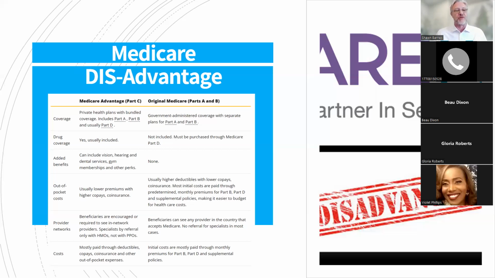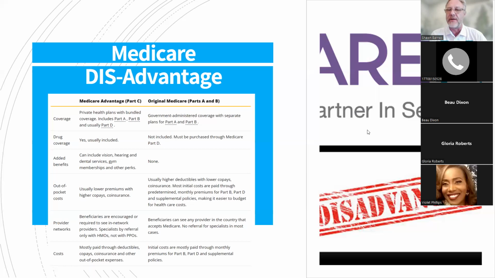In terms of Medicare Advantage, plans usually encourage provider networks, and not always, depends on which type of plan. Generally specialists are by referral only. Beneficiaries of Medicare can see anyone at any time without a referral. Costs are mostly paid through deductibles, copays, and coinsurance for Medicare Advantage plans. And with Medicare, the initial costs are mostly paid through monthly premiums. So Gail, let me get to your question.